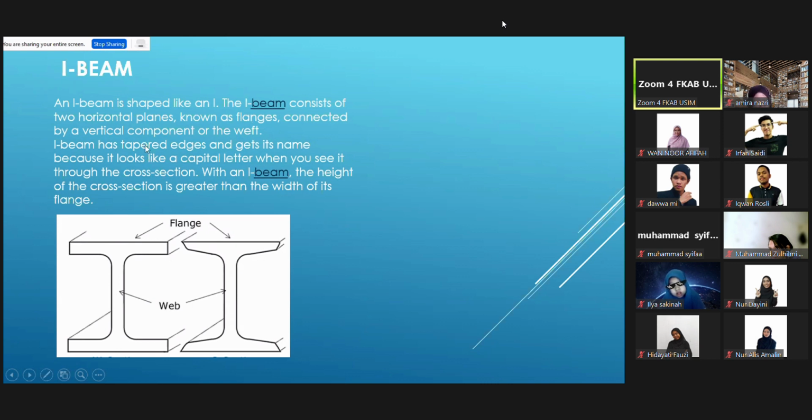So I-beam has tapered edges and gets its name because it looks like a capital letter I when you see it through the cross section. With an I-beam, the height of the cross section is greater than the width of the flange. Height of section is greater than the width of the flange.